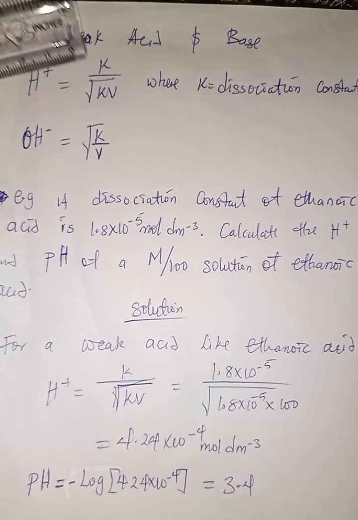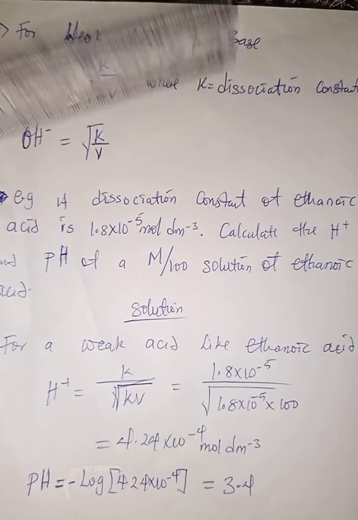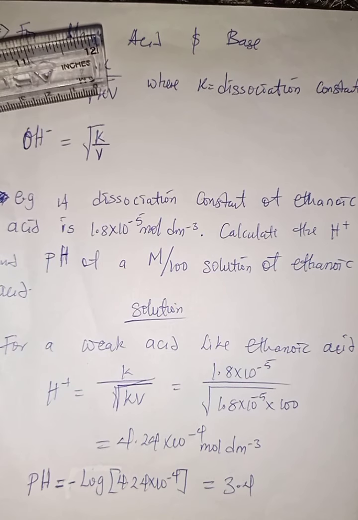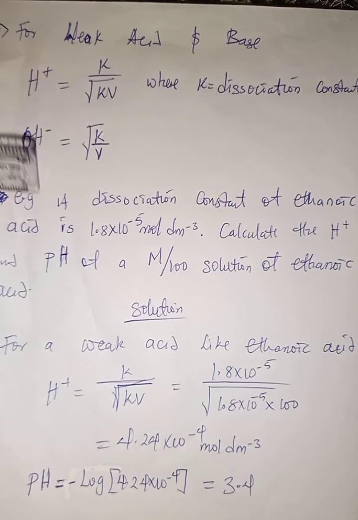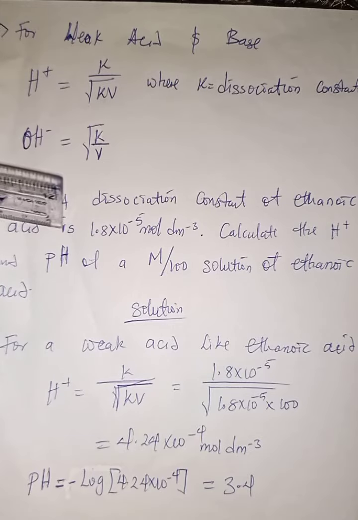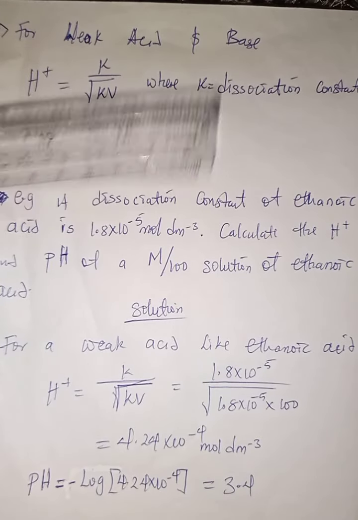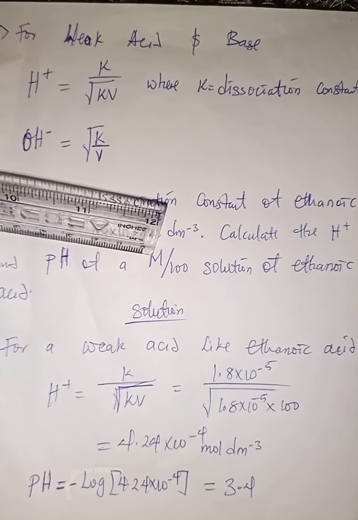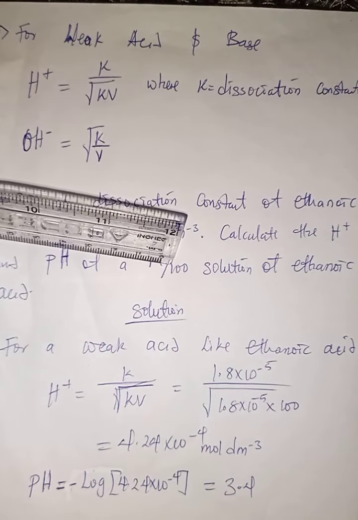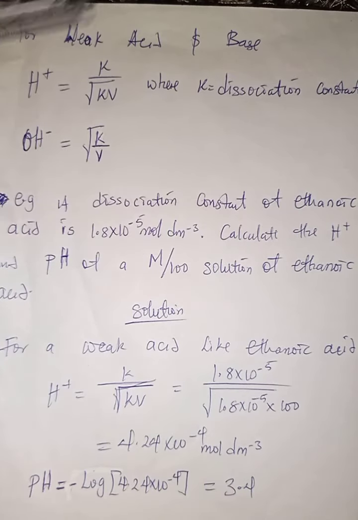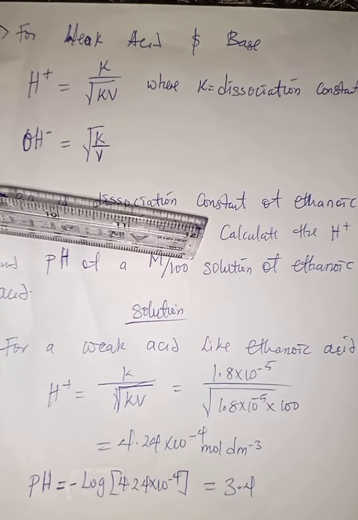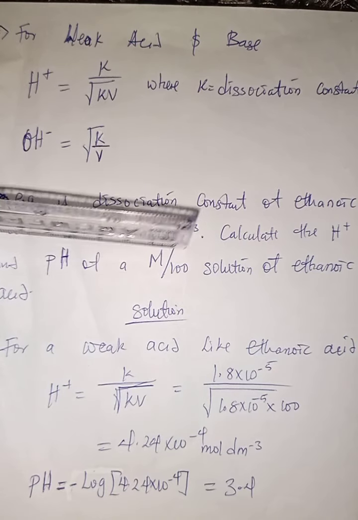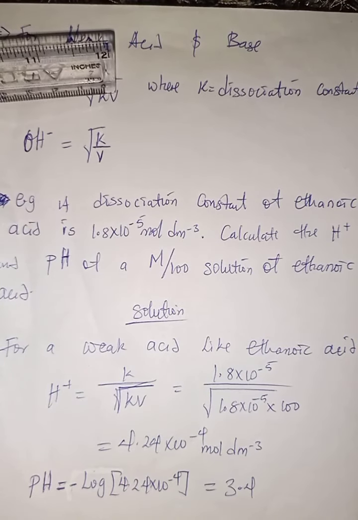Where K in this equation is called the dissociation constant. So it is the square root of K over V, where V is the volume. For example, given the dissociation constant of ethanoic acid, calculate the hydrogen ion concentration and the pH of an M over 100 solution of ethanoic acid. Now this describes the volume of the solution. The volume is 100, so this expression describes the volume which we will be inputting into this equation.